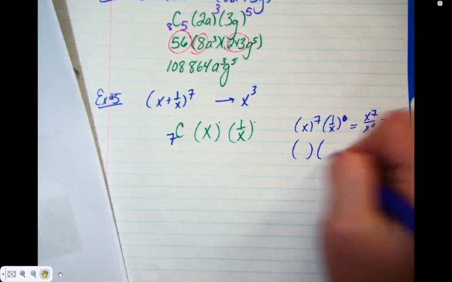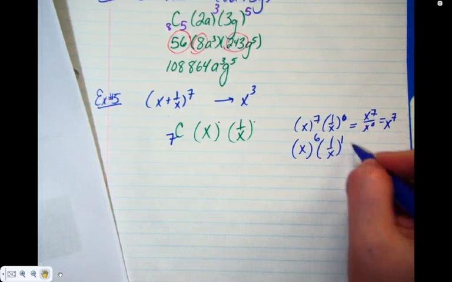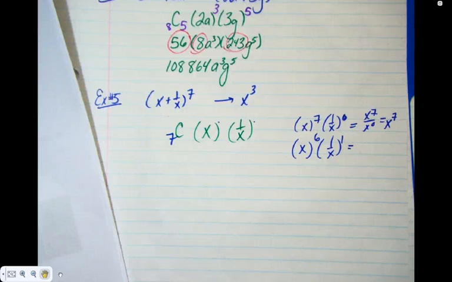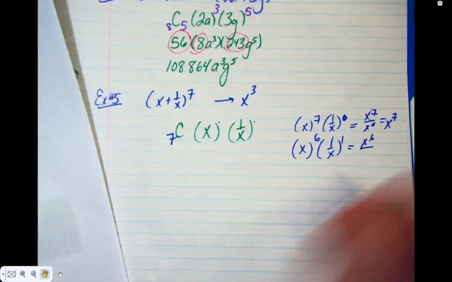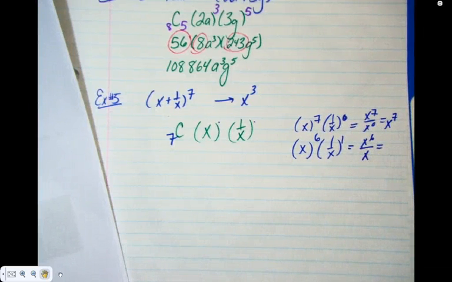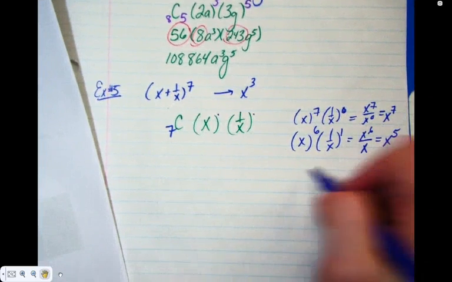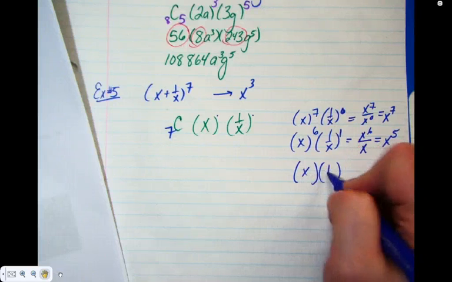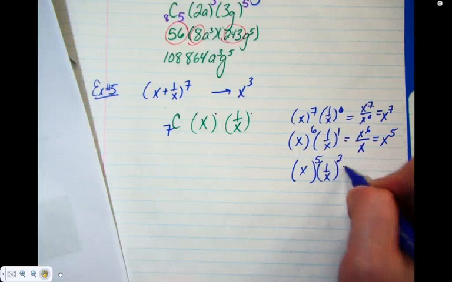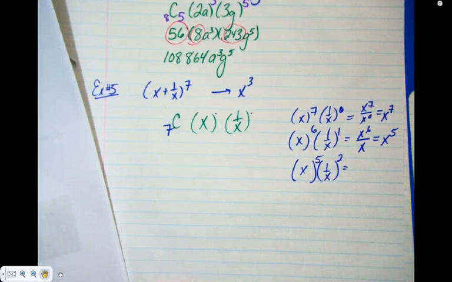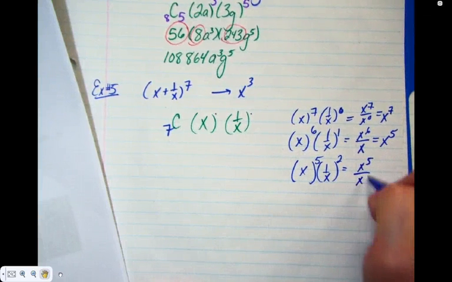Okay, what's the next possibility? A 6 and a 1. What's that going to give us on the top? X to the 6 on the bottom, and x to the 1 if I simplify. X to the 5. Okay, what's our next possibility? 5 and 2. Okay, what does it give me on the top? X to the 5 over x to the 2.